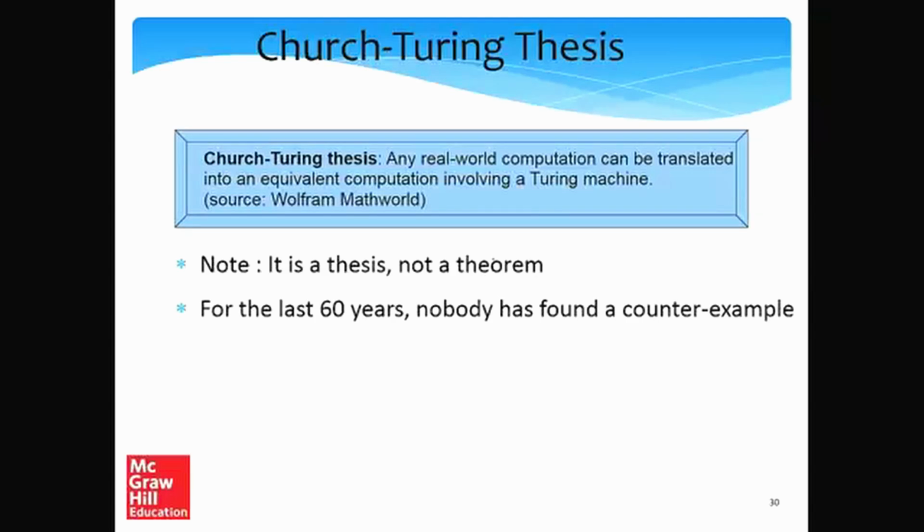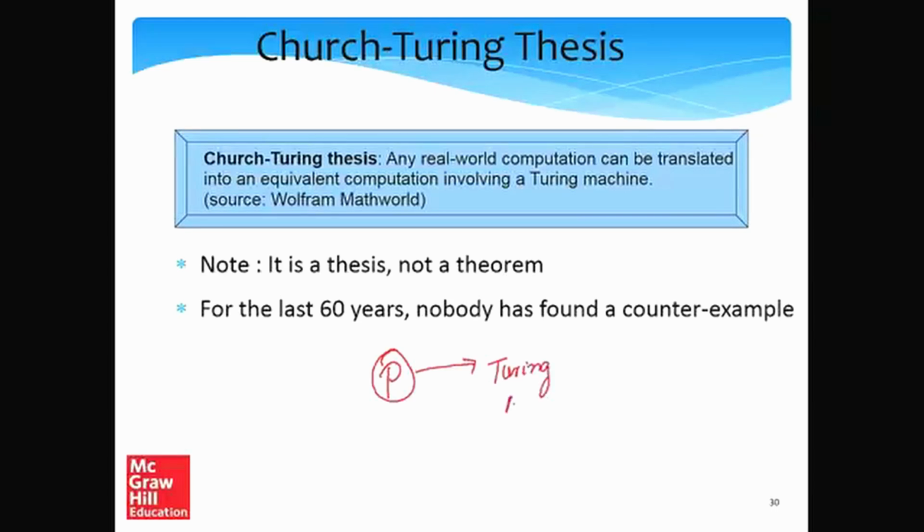It is up to others to find a counterexample, but in the last 60 years or so, we have not found one. So you can think of a thesis as a hypothesis. The Church-Turing thesis says that any real-world computation can be translated to an equivalent computation involving a Turing machine. So if I have a program which is a real-world computation, I can translate it to an equivalent computation which does exactly the same thing on a Turing machine.